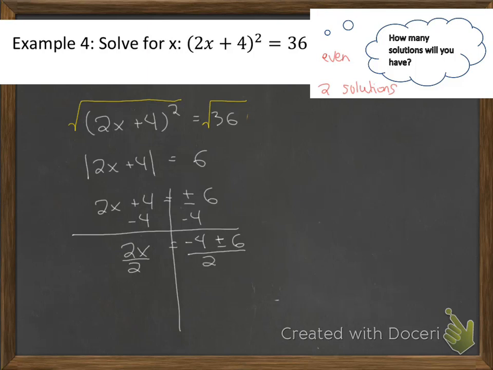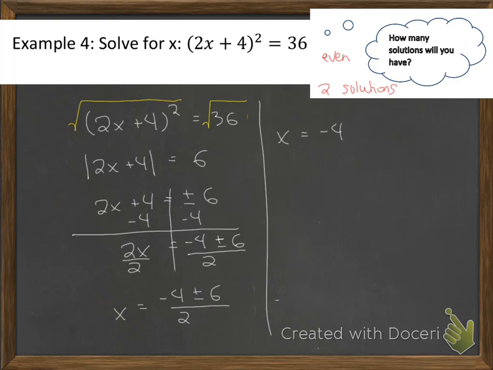Okay? So if you're like, okay, what's going on here? We can say that x is equal to negative 4 plus or minus 6 all over 2. But wait, there's more. Haha. Okay, so what we're going to do, we have two solutions. I don't really exactly have two solutions yet, so we've got to break it down.